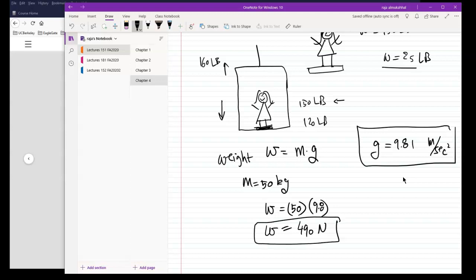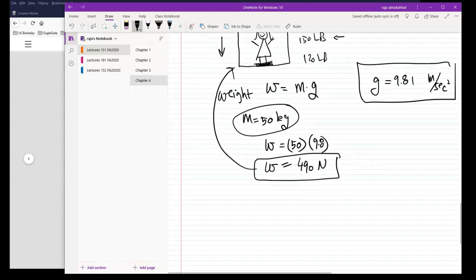Again, this weight will be different if I would put her inside an elevator going up or down. It varies. But her mass, 50 kilogram, is just the same, assuming that she didn't eat any extra or lose any weight, whatever. Okay, I hope this is clear.